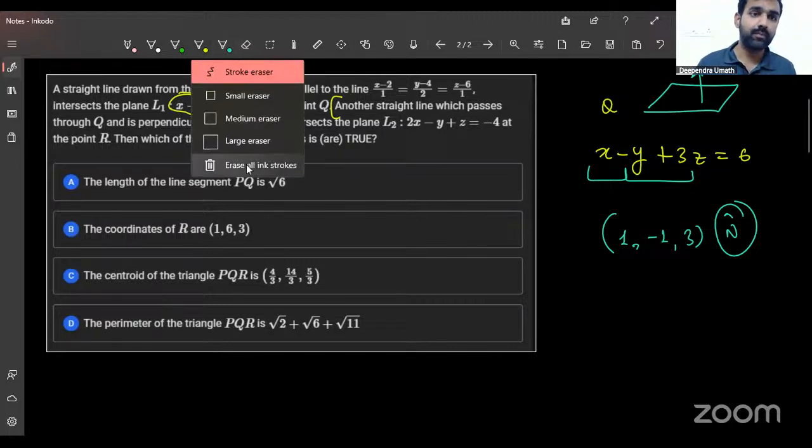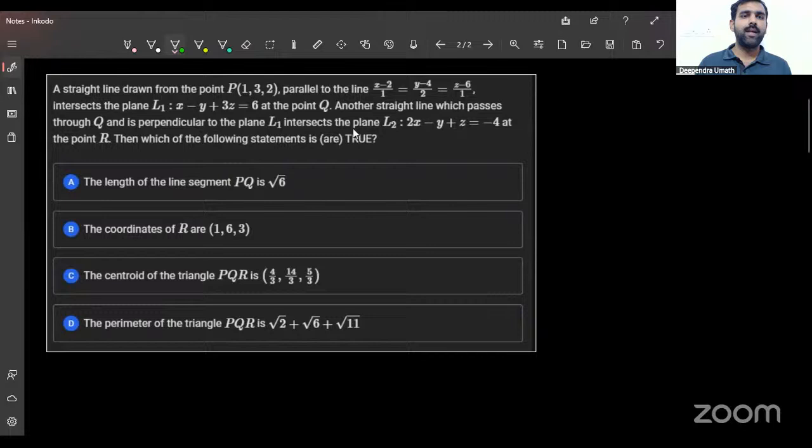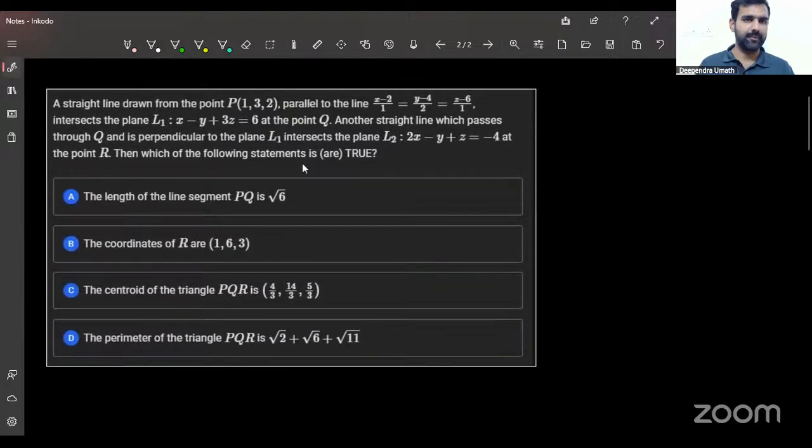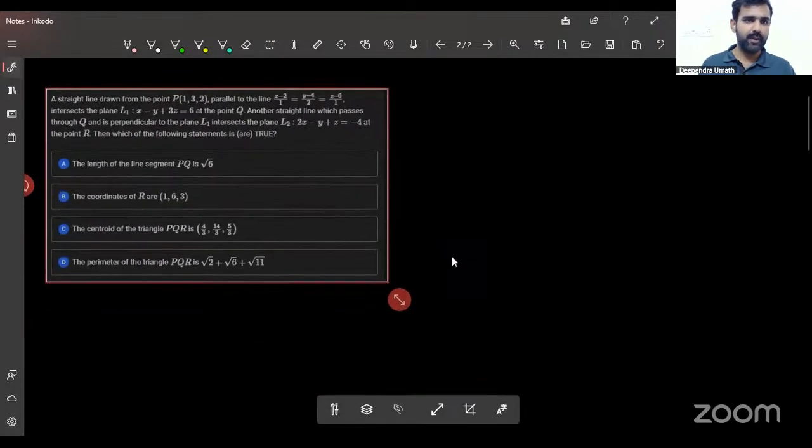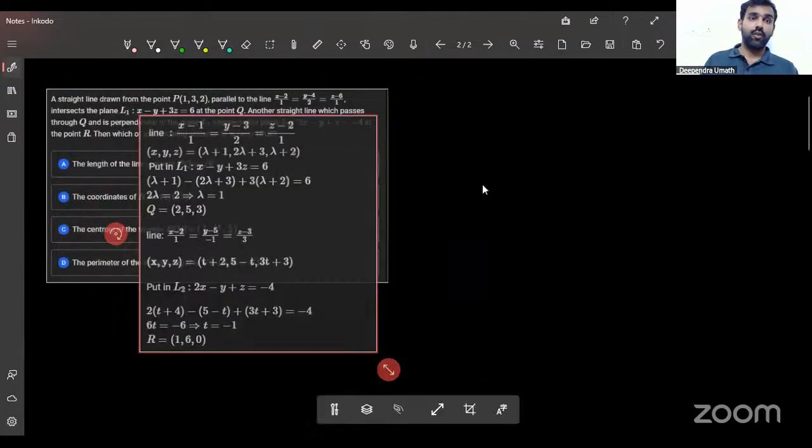Now, what am I told next? That line, which is perpendicular to this plane, also passes through Q, and is intersecting another plane L2 at point R. Now, we are asked certain things about that, what is given in the options, but let's focus on the question first of all. I hope you all have understood the question pretty well. Now, I'll try and make you understand the question through its solution. So let's have a look at that. We can focus on its solution now.